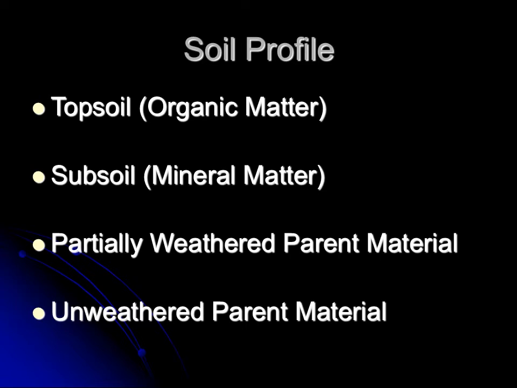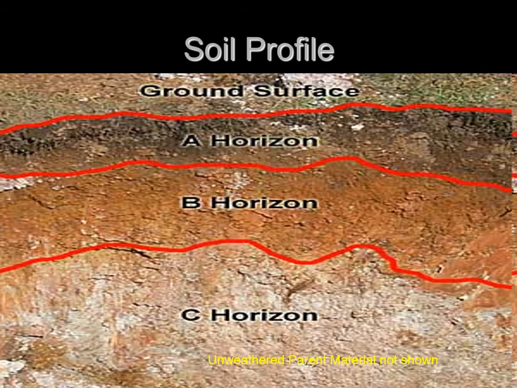The soil profile: these are the layers, and they're horizontal. If we were to take a big chunk out from the top of the ground and dig down, let's say 6 feet, and pull up that sample in one long tube, we would see different layers. The top layer that we stand on is the topsoil, the organic matter. Underneath the topsoil is the subsoil, where mineral matter is. Underneath that, we have partially weathered parent material, and then underneath that is unweathered parent material. That's the parent rock that the soil comes from.